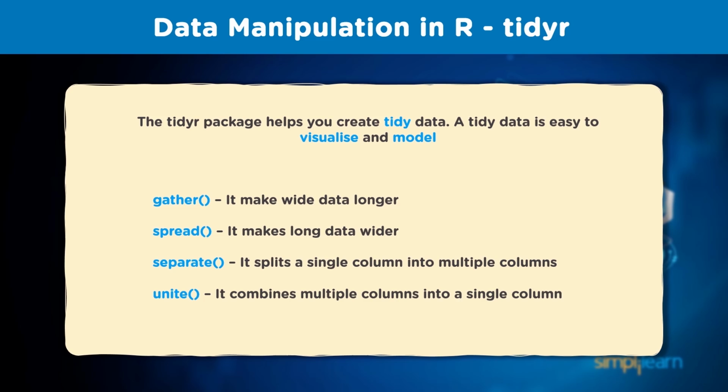You have separate, which is a function that splits a single column into multiple columns, and to complement that you have one more function, which is unite, and that combines multiple columns into a single column. So these are the 4 main functions used in the tidyr package. Let's look at how we work with this.